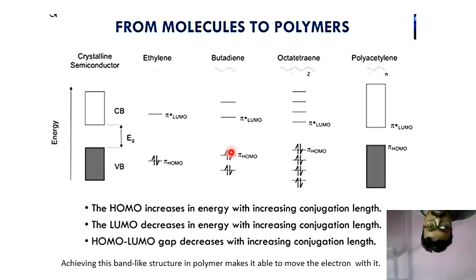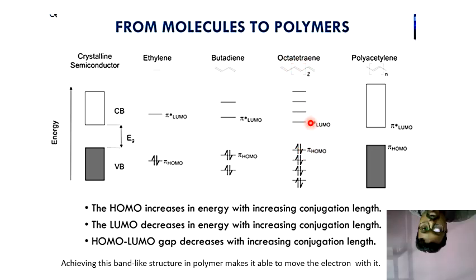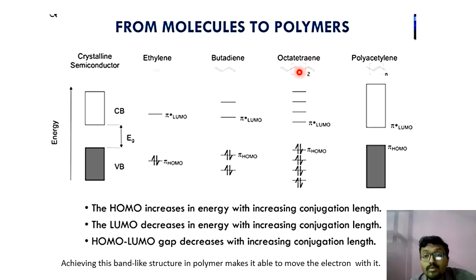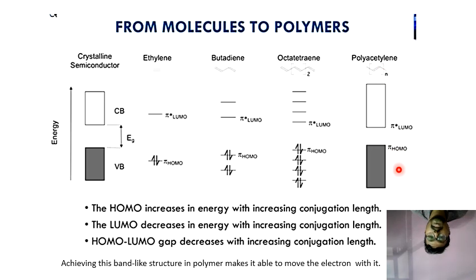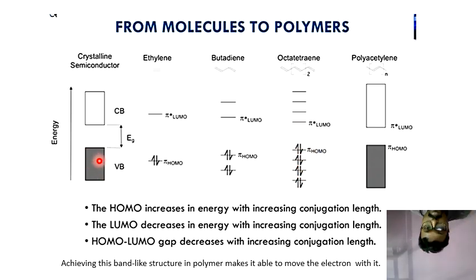For the butadiene molecule, this is HOMO, LUMO. For the octatetraene molecule, there is HOMO and LUMO. But what is the difference? We can see the gap between HOMO and LUMO decreases. So the HOMO-LUMO gap decreases if we increase the number of conjugated double bonds. So in polyacetylene there will be one HOMO and one LUMO. One part of the orbitals is called the valence band, and another part, which is unoccupied, is called the conduction band.